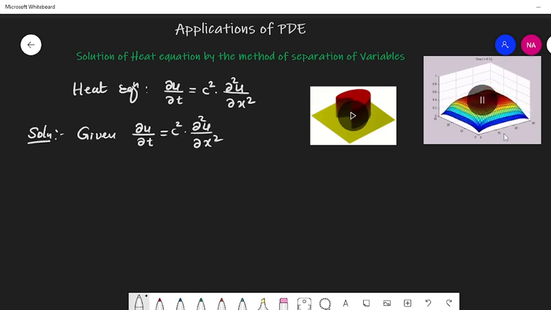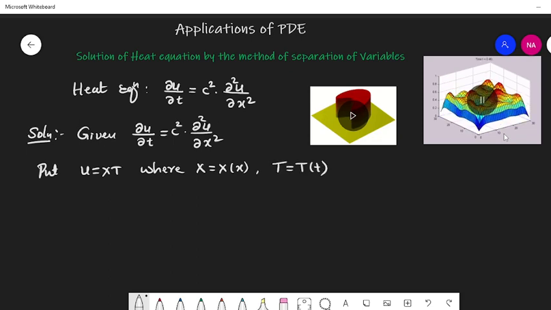Since we are applying separation of variables, we have to assume the dependent variable as a product of independent variables, isn't it? So put u equal to capital X into capital T, where capital X stands for capital X of small x, and capital T stands for capital T of small t. So capital X and T are functions of small x and small t respectively. So these are functions of a single variable. You have to keep that in mind.